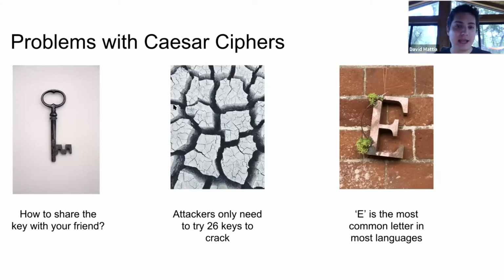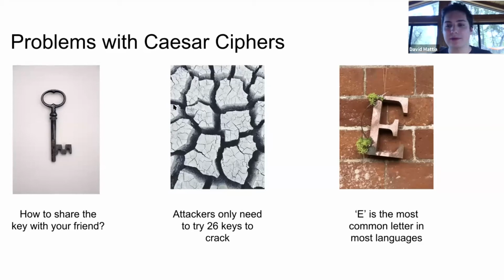The second problem is that attackers only need to try 26 keys in the English alphabet at least. A can only become the other 25 letters, or it could become itself with a key of 0. So it would be pretty easy, if you intercepted one of these messages, to just brute force, as we call it, which is to try all of the keys until you see a message that makes sense.